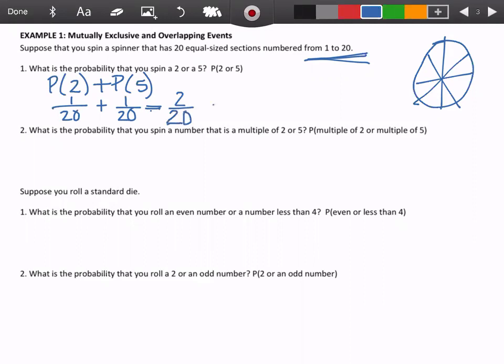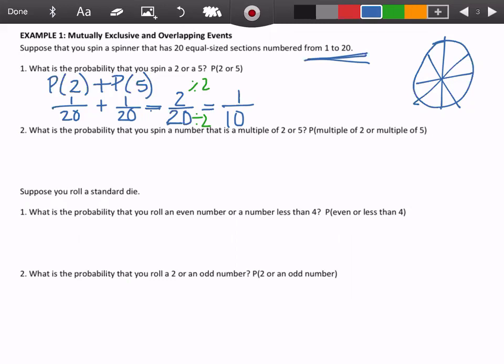And then we're going to reduce. We're going to reduce all our fractions today, even on the lesson check, you will end up reducing your fractions. So divide the numerator and the denominator by 2, and we get 1/10. Now there's another probability we need to find. What is the probability that you spin a number that is a multiple of 2 or a multiple of 5?